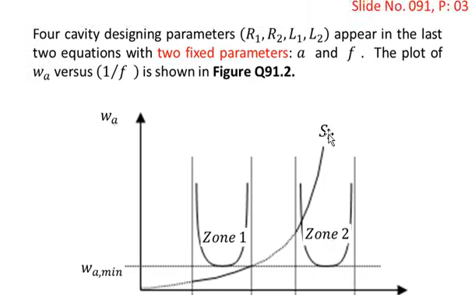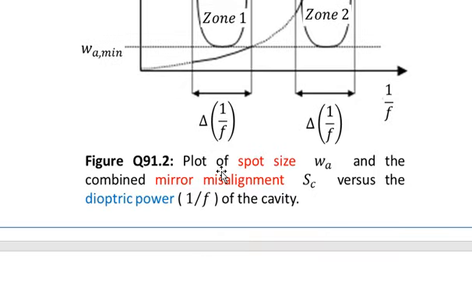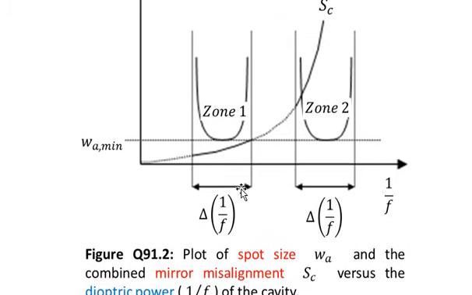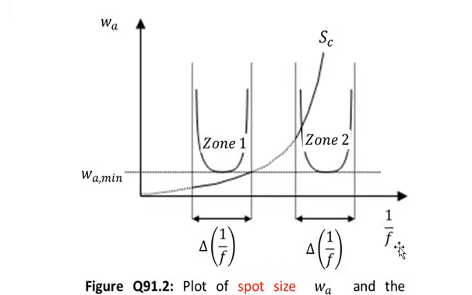And you see that there is another parameter SC. SC is actually the parameter that represents the combined mirror misalignment. So you see that when we change the dioptric power of the lens, the SC parameter initially is very small. For example, in the zone 1, its value is small. But if you go further up to the zone 2, it becomes very large.